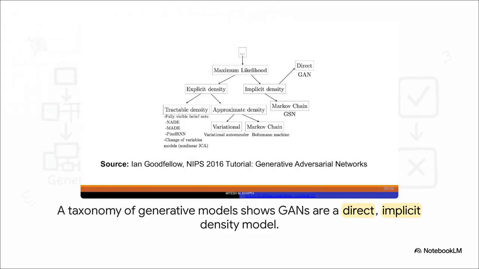This chart kind of puts GANs on the family tree. See, a lot of other models try to learn what's called an explicit density. That's a fancy way of saying they try to figure out the exact mathematical formula that describes the data. It's like trying to write down the perfect, precise recipe for a cake. GANs? They do something different. They're an implicit model. They never bother trying to write down the recipe. They just get really, really, really good at baking cakes. And that direct, hands-on approach is a huge reason why they're so powerful.